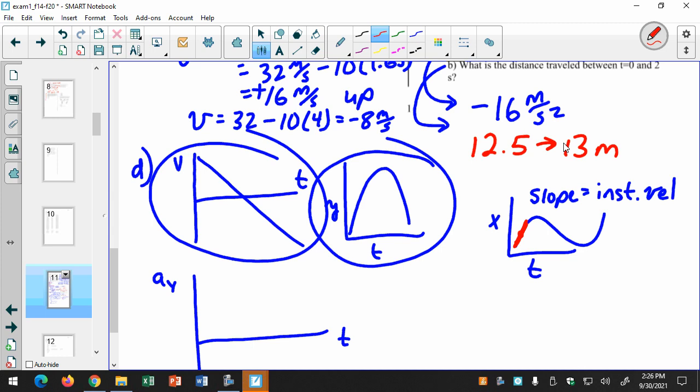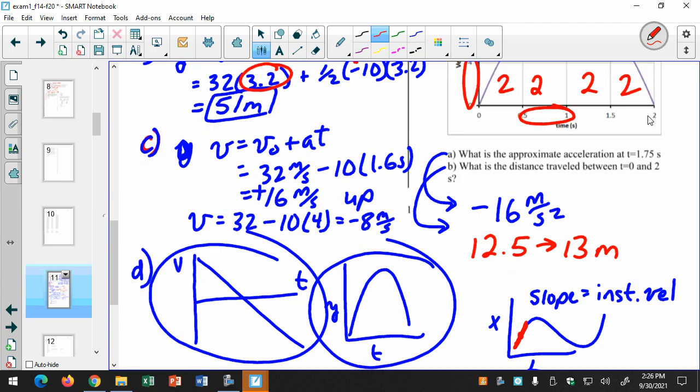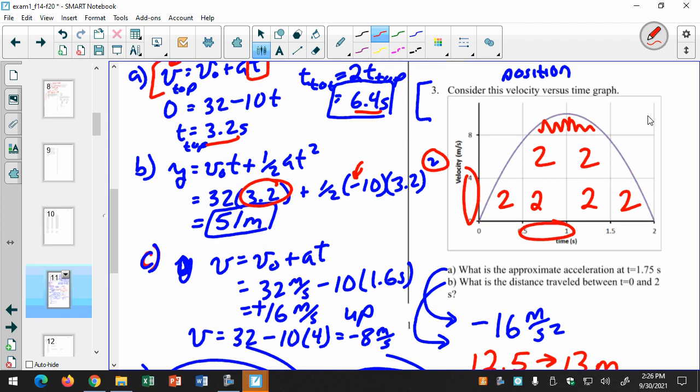Be careful that you do not count the squares, because I often like to not let the squares be the same on the x and y axes, because that way if you count the squares, you're going to get it wrong. Notice here that on the y-axis, the squares were a unit of 4, and on the x-axis, the squares were a unit of 0.5. Do not count the squares. Use the x and y axes to figure out the rise and the run.